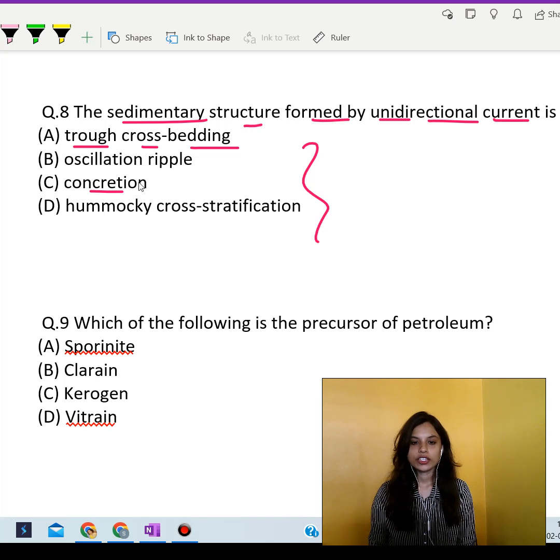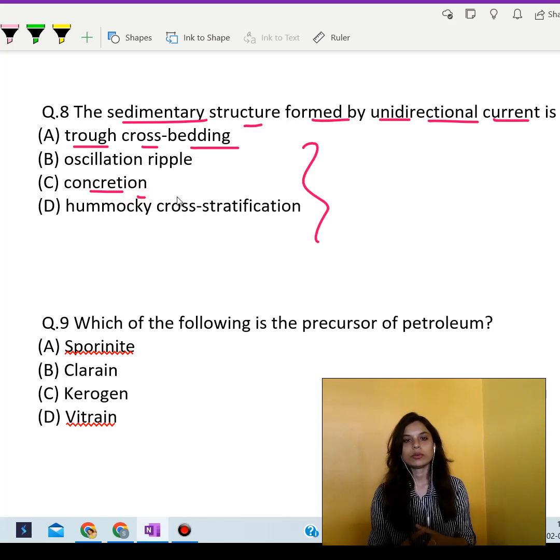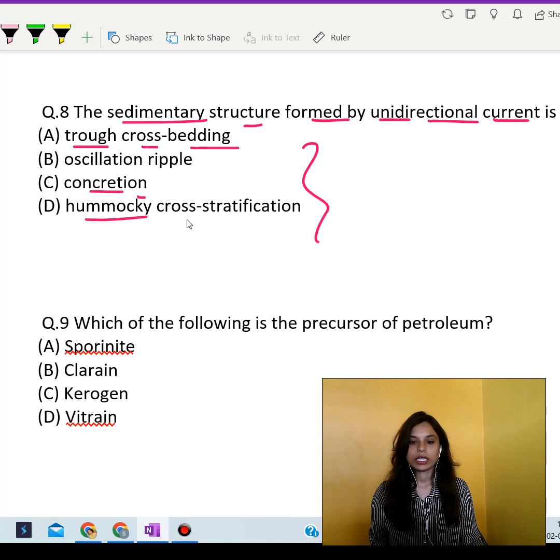Next is concretion. Now, concretions are rounded masses of mineral matter within the sedimentary rocks, which are formed by the precipitation of mineral cement around a nucleus. Now, they are not directly related to current direction. Okay. Next is hummocky cross stratification.